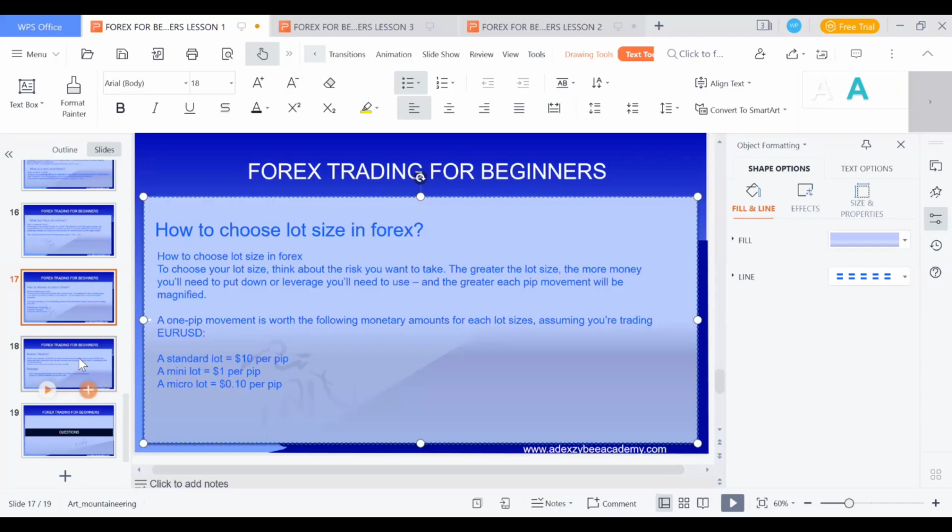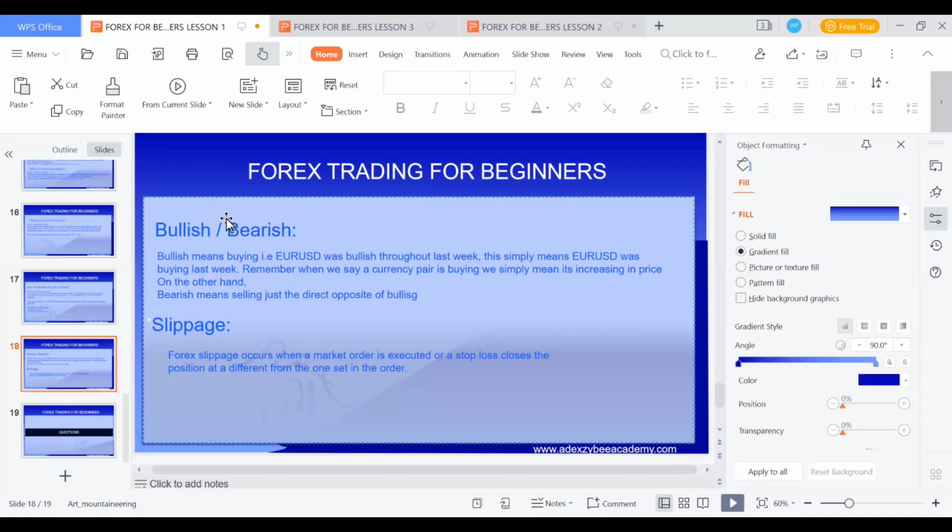All right, the next one we'll talk about is bullish and bearish. Bullish means when price is going up, just like long. When price is going up, we say price is bullish, and bearish means when price is going down. And the last one here is slippage. Slippage occurs when a market order is executed or a stop loss closes the position at a different price. You will not really understand this because we have not spoken about market orders. You don't even know what a market order is. So I'll just skip this for now.